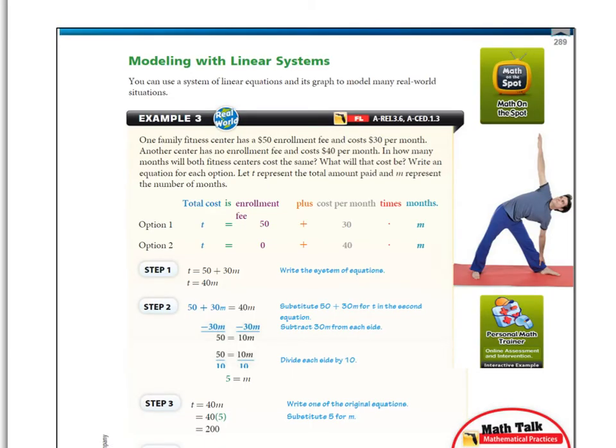Today we're going to be talking about word problems with linear systems. We did some with graphing, we'll do some with substitution, and we'll do some with the next type of process for solving systems as well.